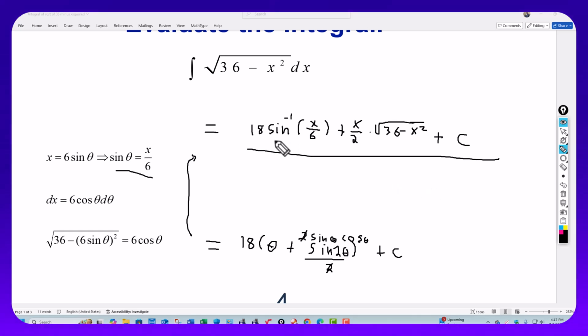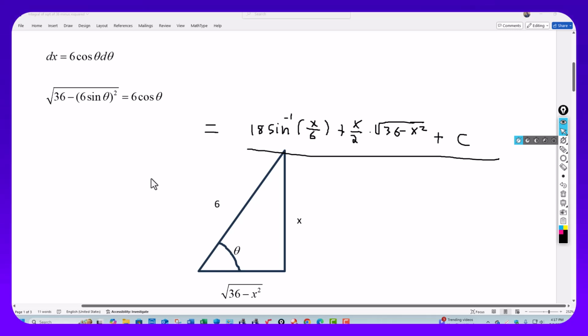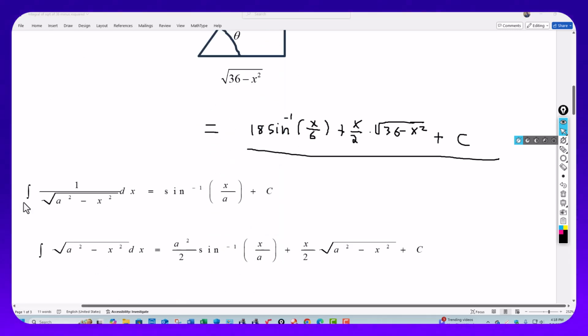18 times inverse sine of x over 6 plus x over 2 times the square root of 36 minus x squared, plus your constant of integration. And then I remind you here that there is another formula that you can use whenever you have something in this format here. I went over that in a video comparing the two integrals. Here's your triangle just used to finish the problem. We looked at these two integrals in another video. Both of these can be derived using a trig substitution, the same substitution we used for this problem.